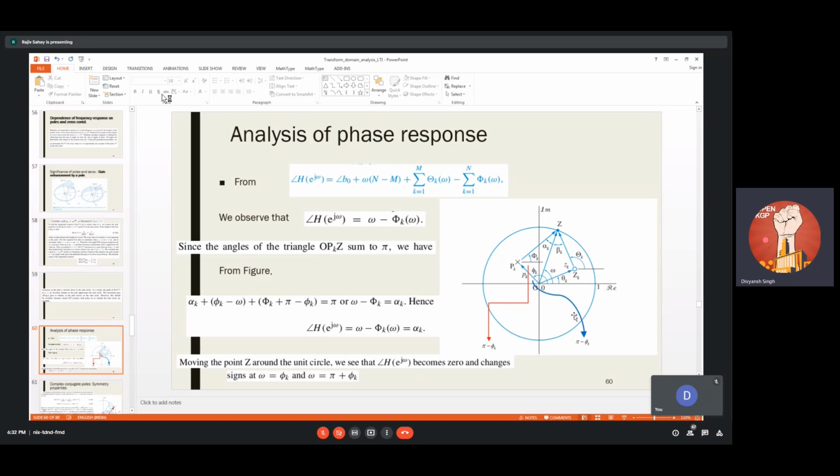All of you can see my cursor, right? So this line will make an angle pi plus phi k. But when omega reaches pi plus phi k, then again the phase response will become 0 and then change sign. So this is the impact of the pole on the phase response.